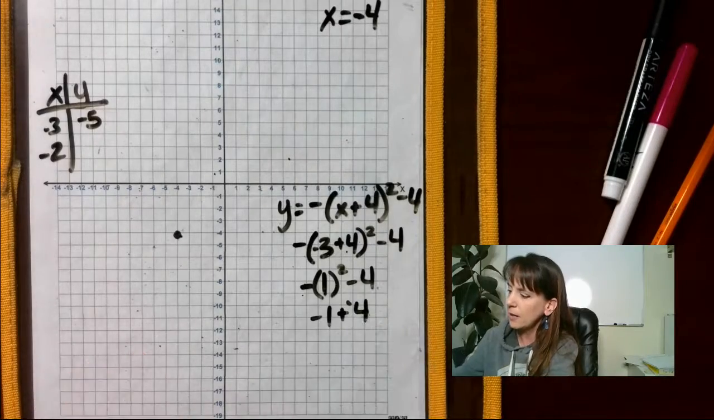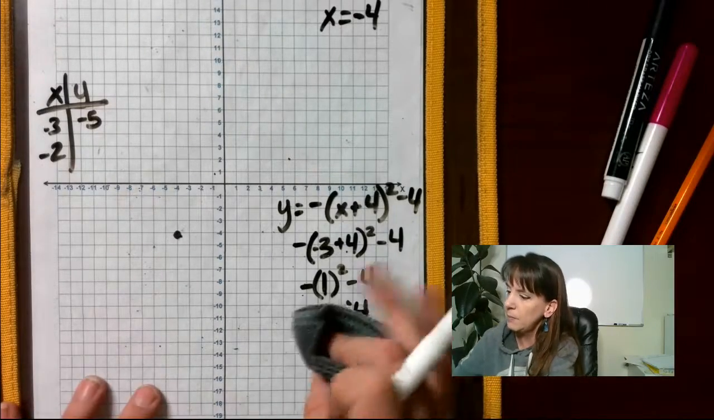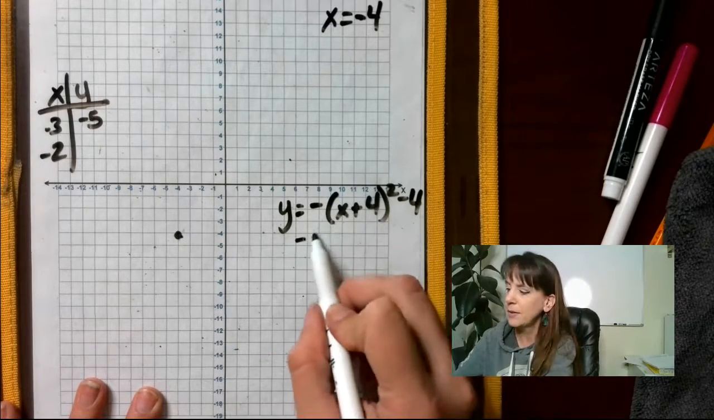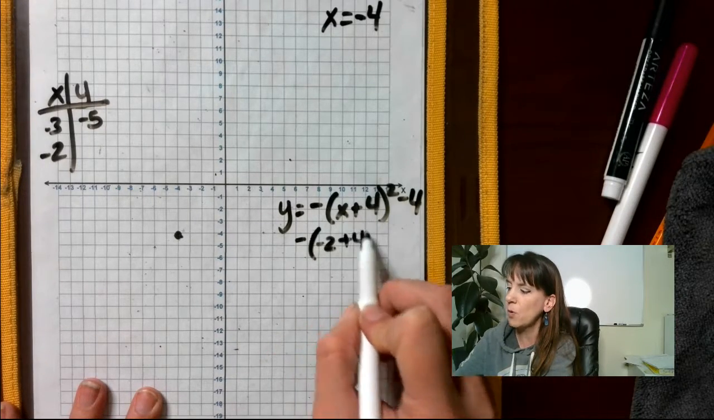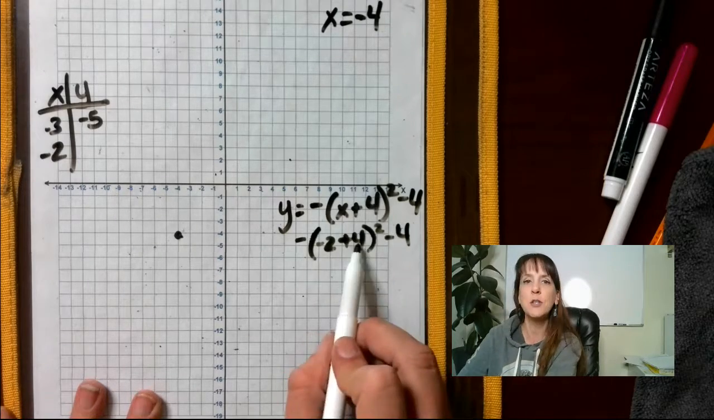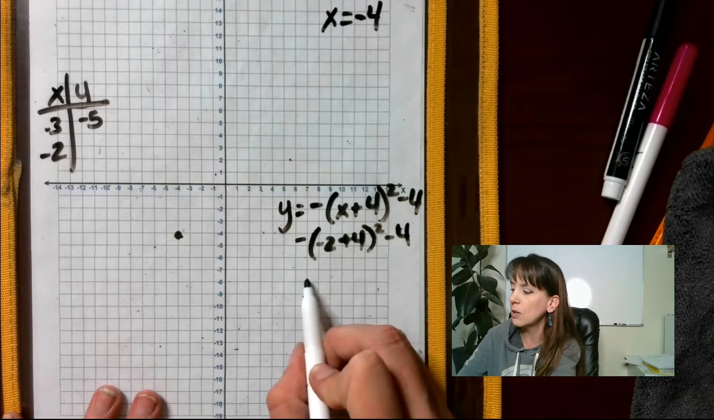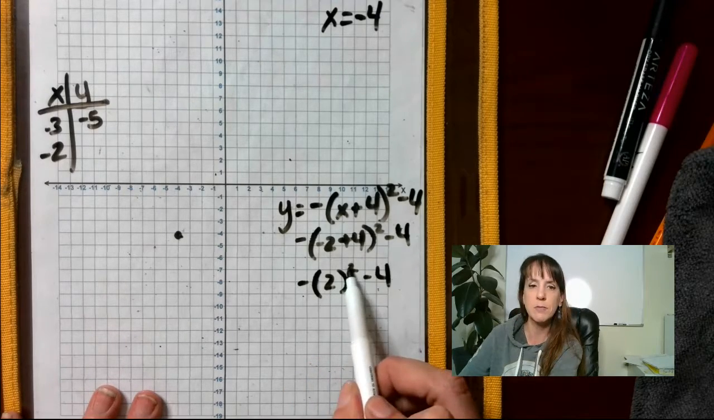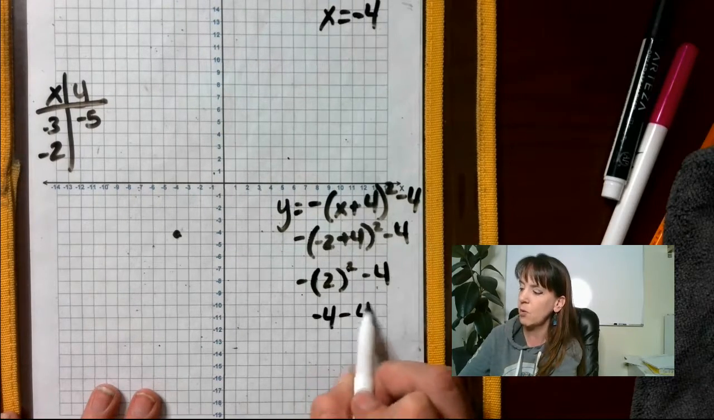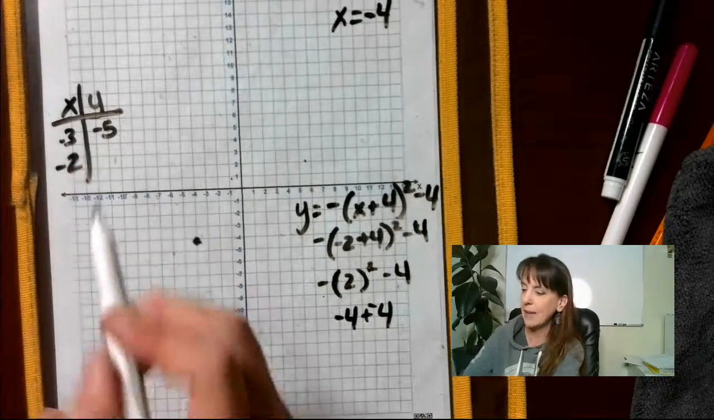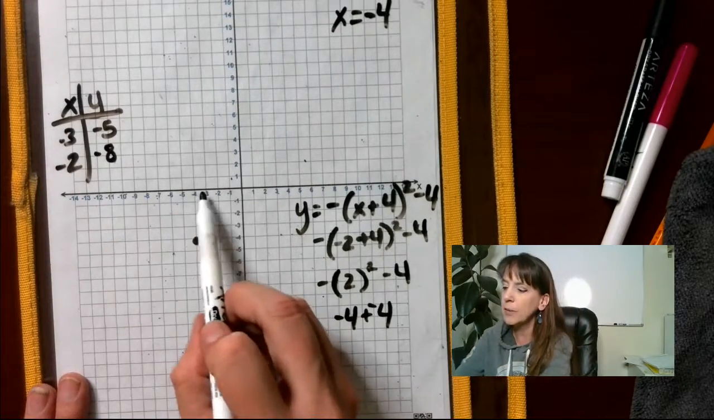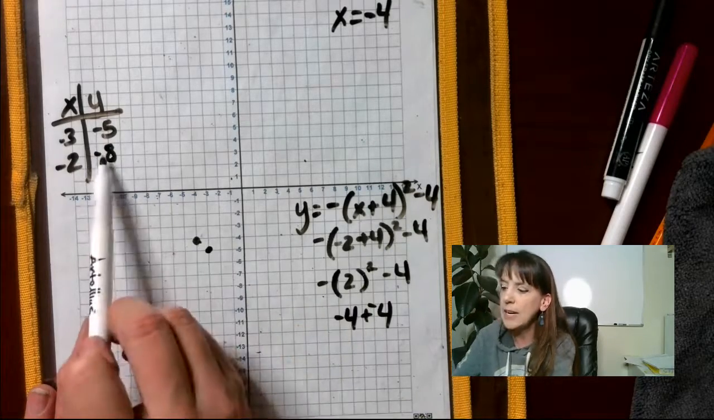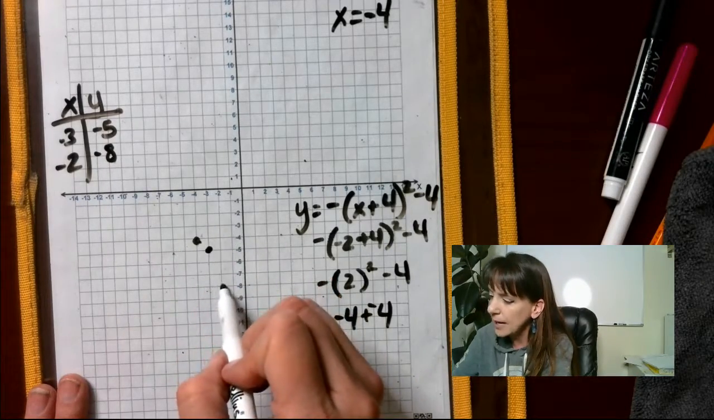Now we're going to do the same thing for negative 2. So negative (-2 plus 4) squared minus 4. Negative 2 plus 4 is going to be 2. So I get negative 2 squared minus 4. 2 squared is 4, so that's going to be negative 4 minus 4, which gives me negative 8. All right, so for negative 3, I come over here and I go down to negative 5. Then for negative 2, I go down to 8.